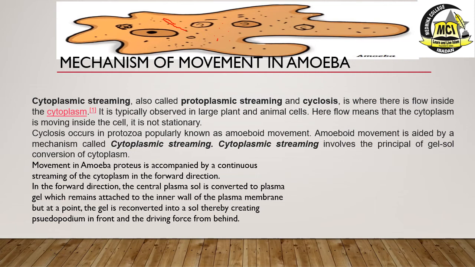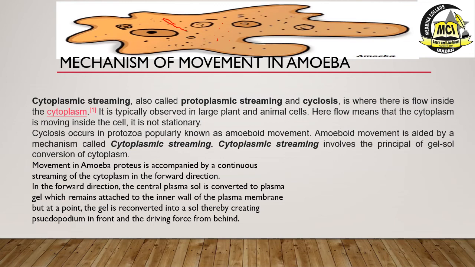Cytoplasmic streaming involves the principle of gel-sol conversion of cytoplasm. That is the main thing we need to concentrate on here, the main thing we need to recollect. It means there is a conversion between the gel and the sol of the cytoplasm, where we usually call it the plasma gel and the plasma sol. The plasma gel is inside the plasma lemma, or let's say the plasma membrane, and the sol is within the plasma membrane too.